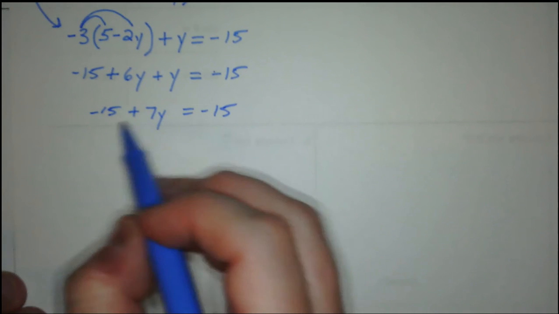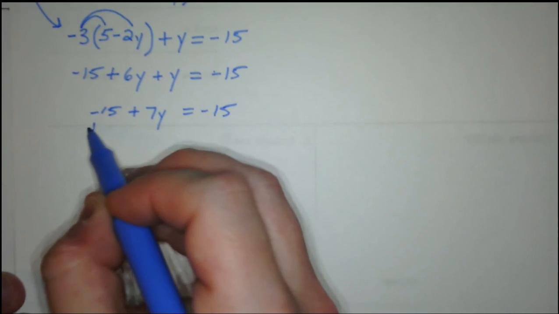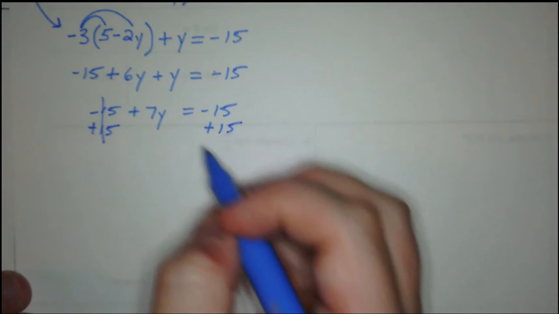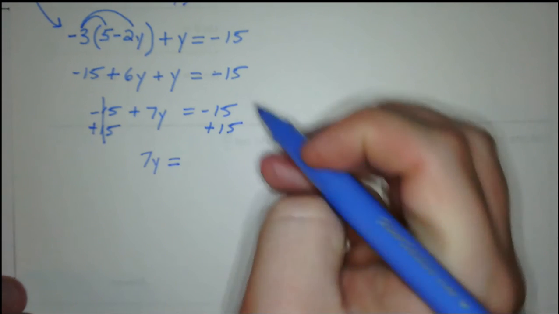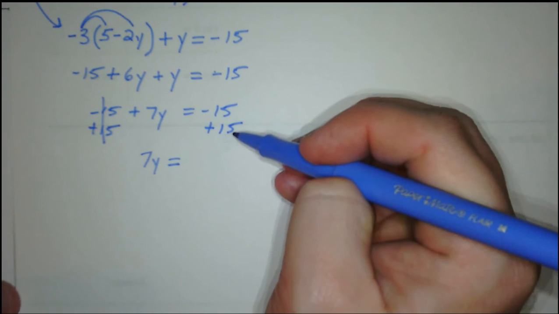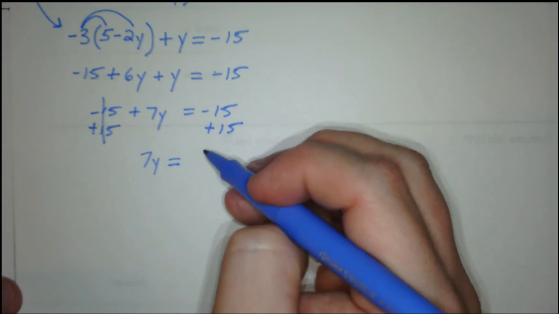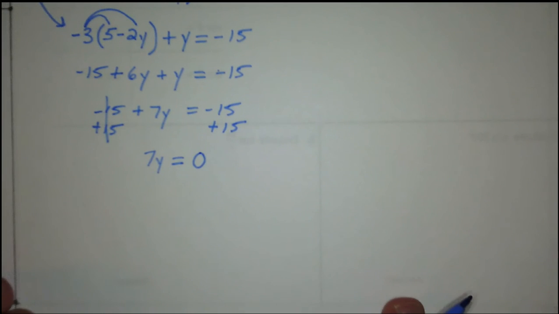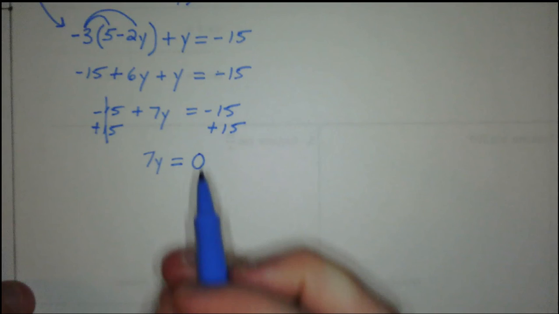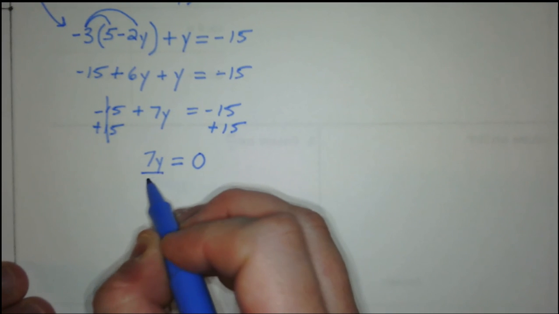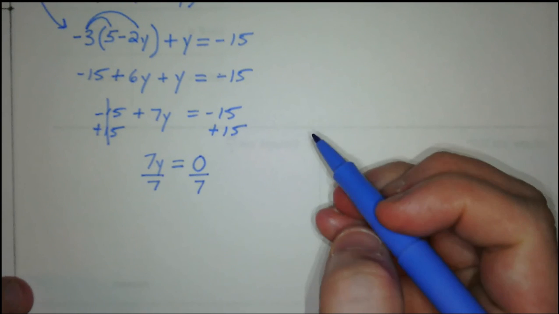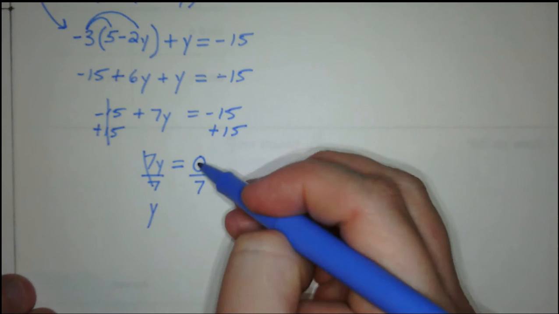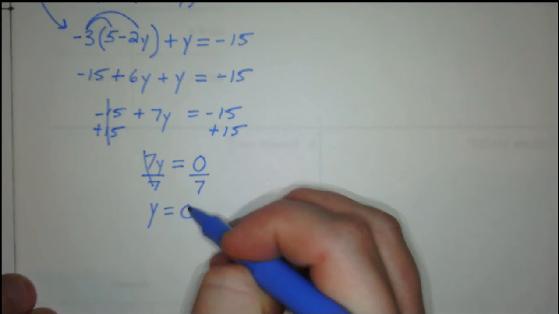And now that that's done, we can start to get that y all by itself by getting rid of that negative 15 by adding it. So 7y is over here. And people, what's negative 15 plus 15? That's right, 0. Now, for some reason, people start to freak out at times like this, and they forget that, okay, just do the next step, divide both sides by 7, and guess what? 0 divided by 7, that's 0.